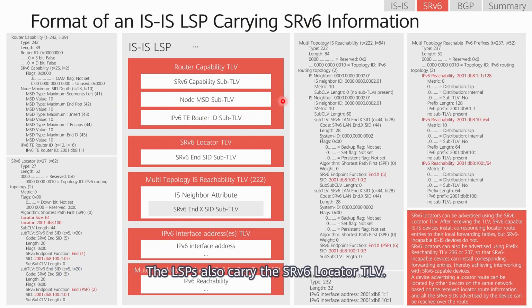The LSPs also carry the SRv6 locator TLV. In addition to advertising locator and prefix length information, this TLV is also used to advertise associated END SIDs. In this example, the SIDs are dynamically allocated by IS-IS. Some of the SIDs carry the PSP flavor, but the others do not. PSP means penultimate segment pop of the SRH, and it is similar to the PHP flavor in MPLS forwarding.